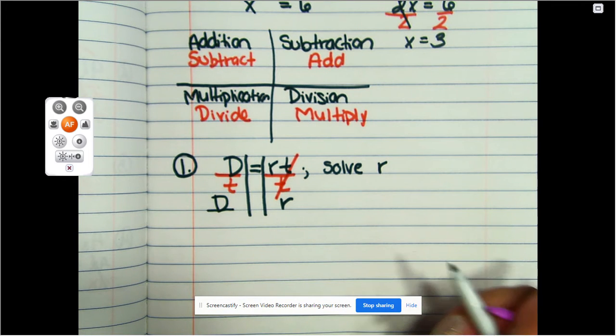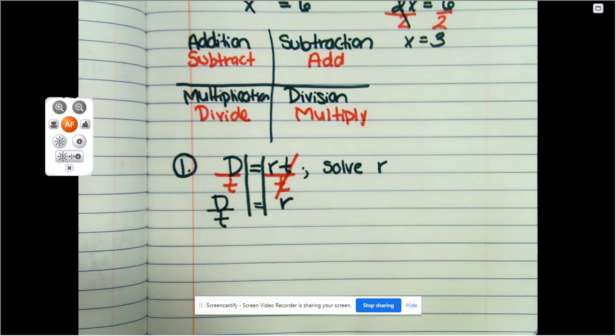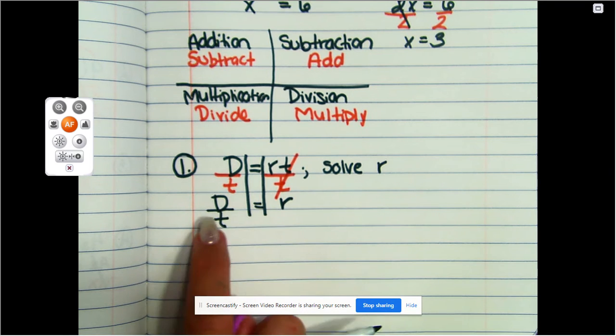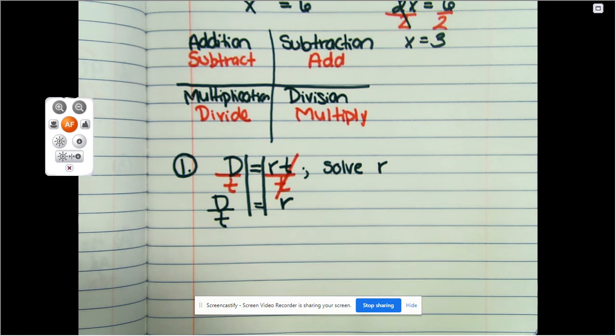We leave it as d divided by t, or d over t, is equal to r. And I've solved my problem. That was it. I isolated, I solved for r. I got r by itself. And I can't simplify these any further, so I just leave it as d over t. I'm done. Not too bad, right?